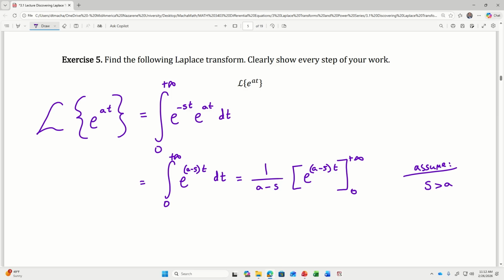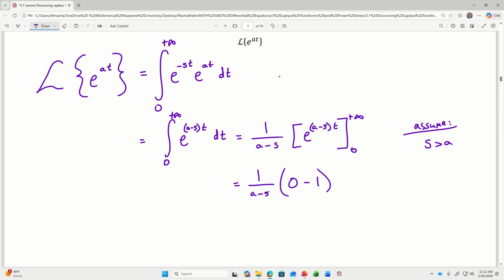What's the limit as t approaches infinity of this expression? 0. And then what do I get if I plug in t equals 0? So then the Laplace transform of e to the at is 1 over s minus a.